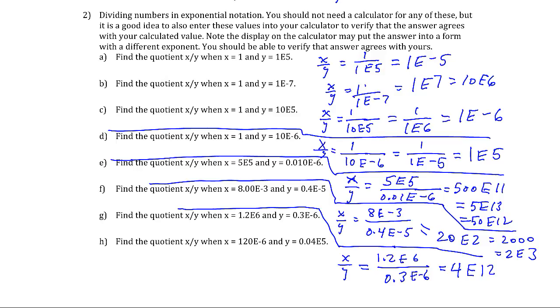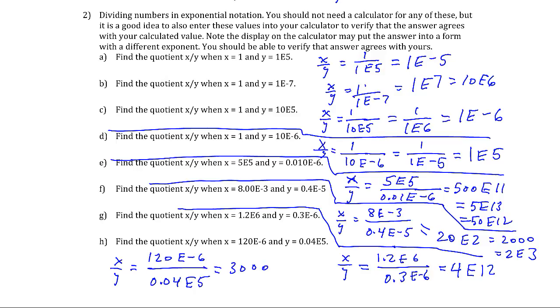Finally, x over y for part H is equal to 120e to the minus 6 all over 0.04e to the fifth. And 12 over 4 is 3, and so 120 over 4 is 30, but we're off by a factor of 100 here, so it's 30 times 100, or 3,000.